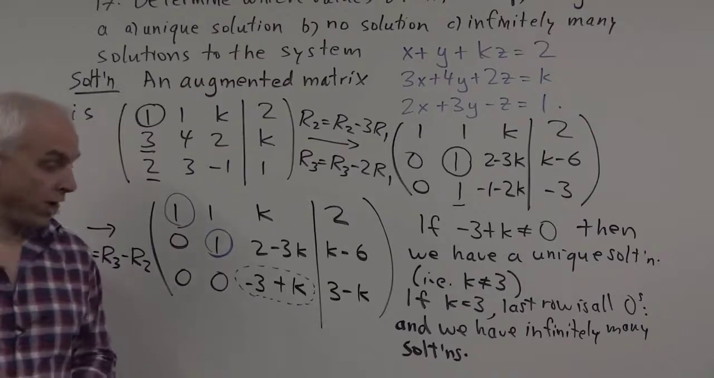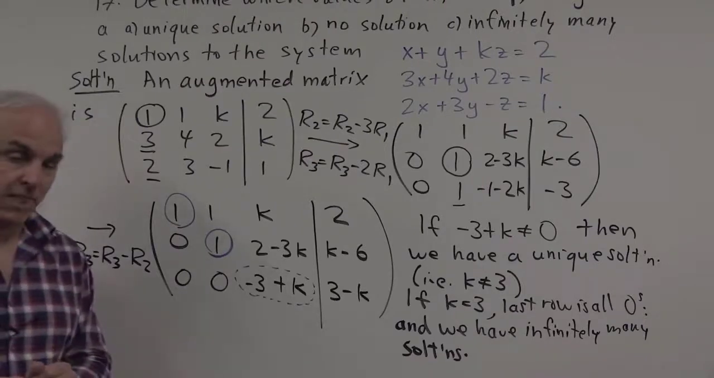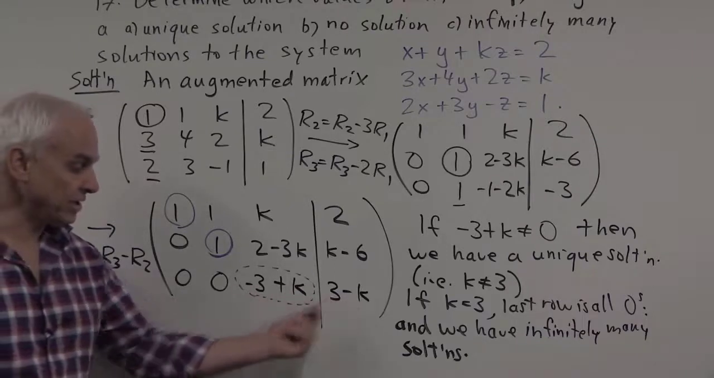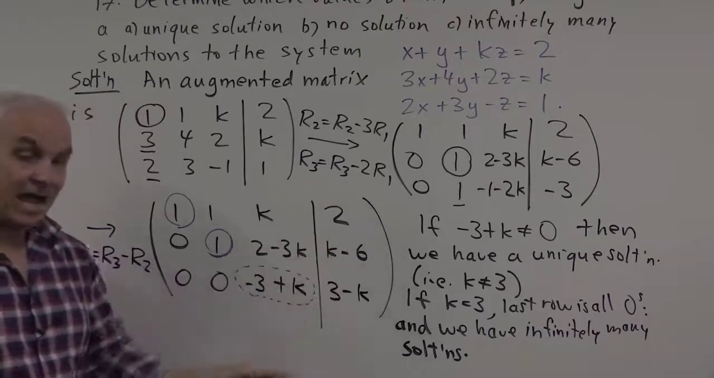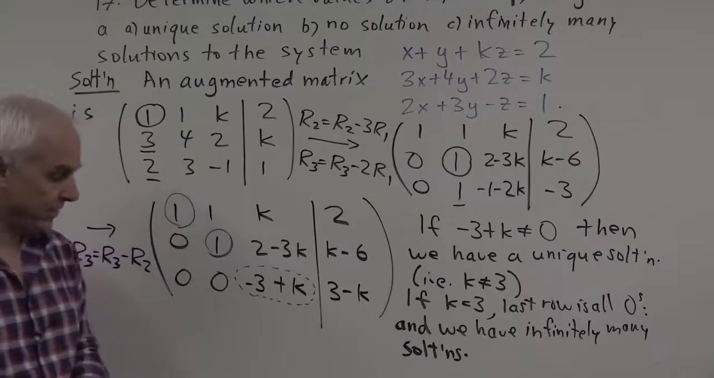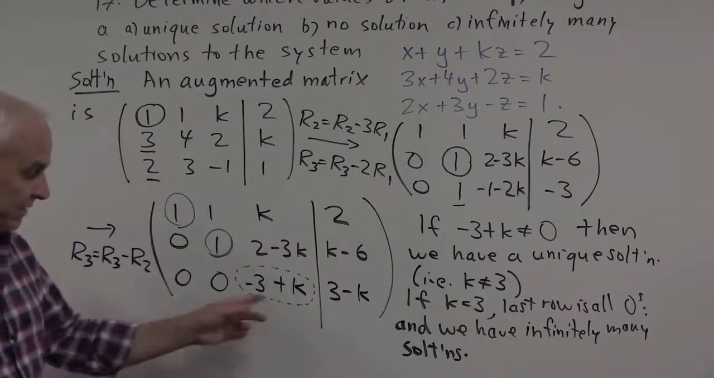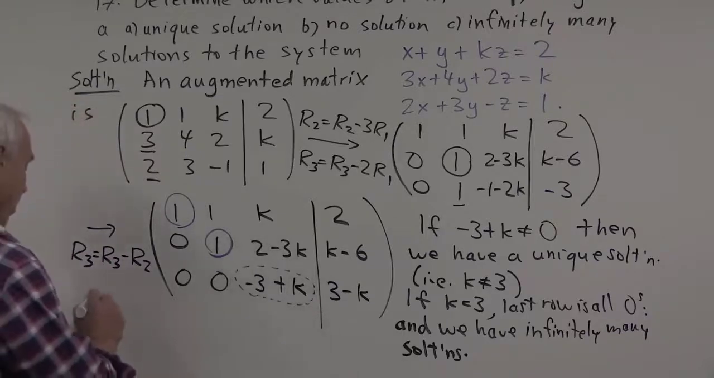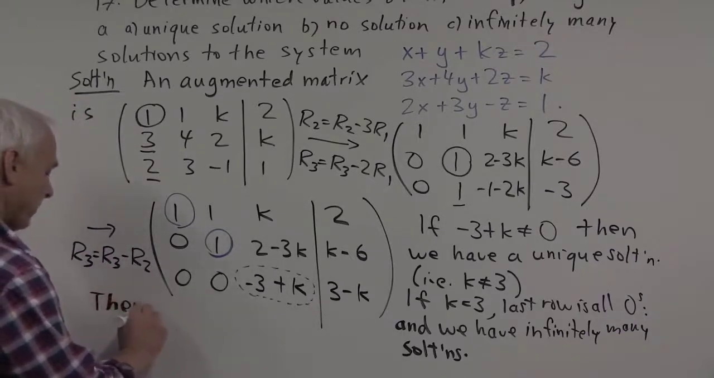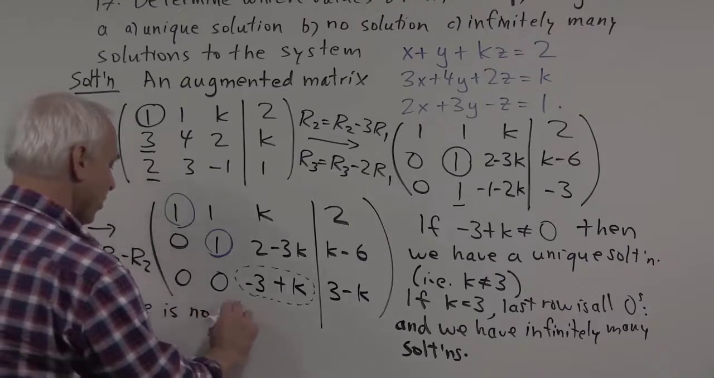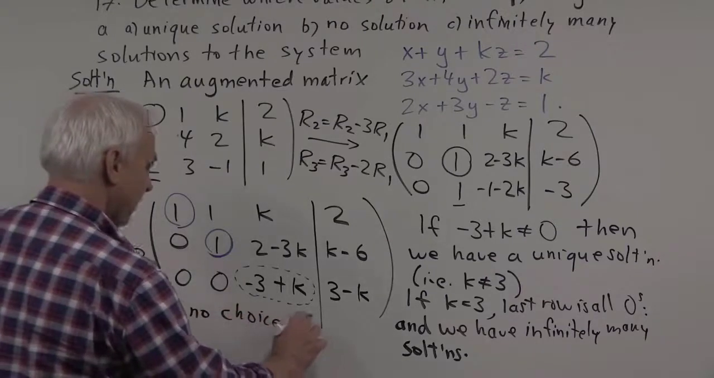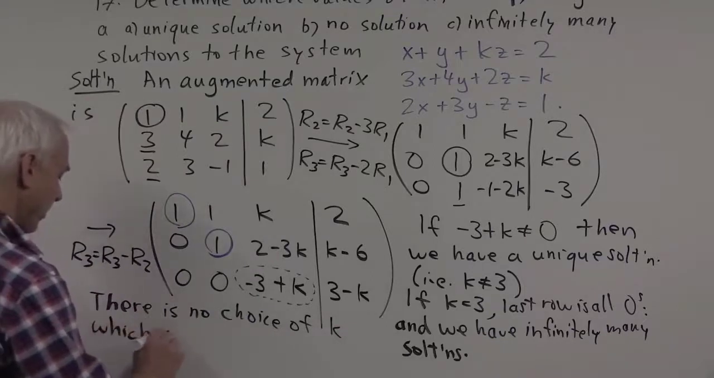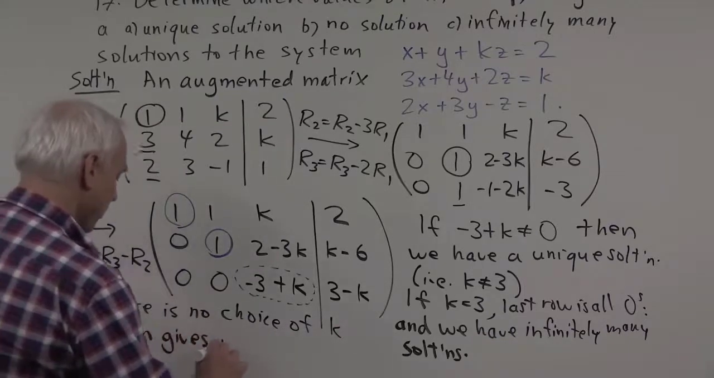Is there any possible way for us to have no solutions? That would be when this is 0 and this is non-zero, which would make this last column a leading column. Well, there's no way of doing that, because if this is 0, this is also 0. So there is no choice of k which gives no solution.